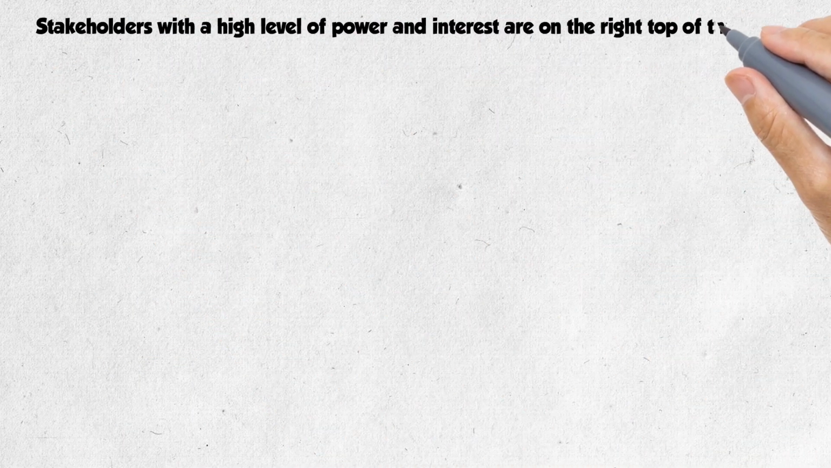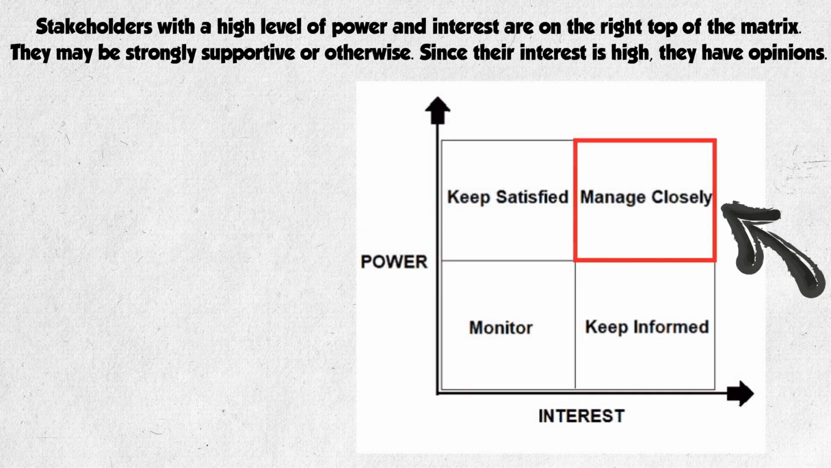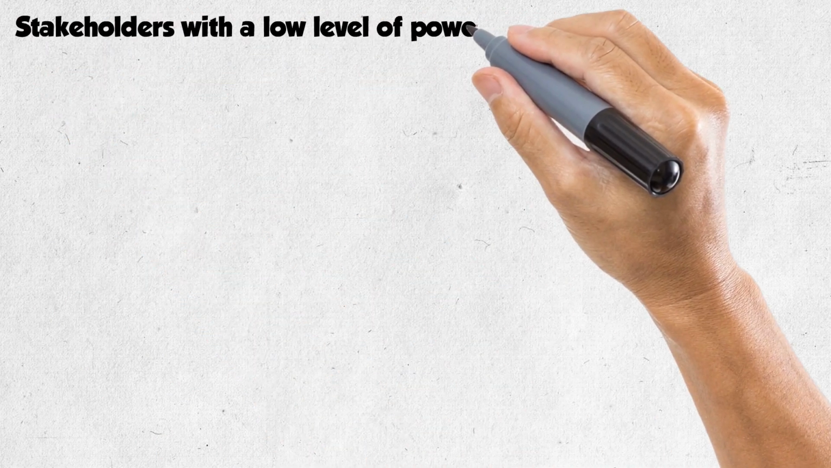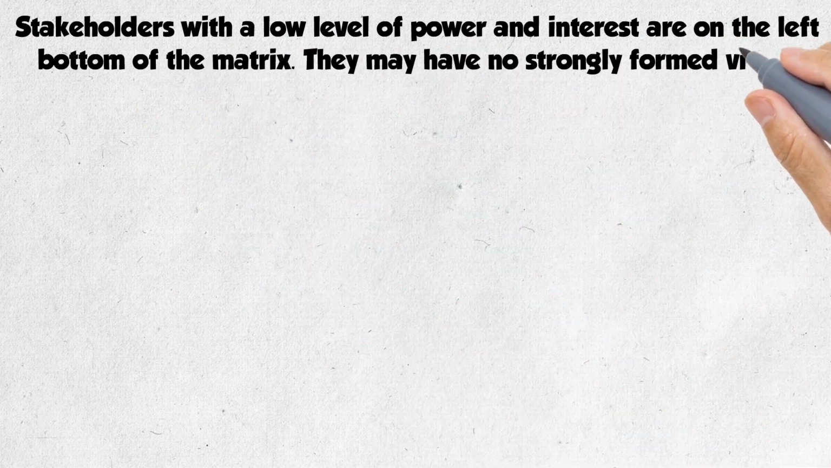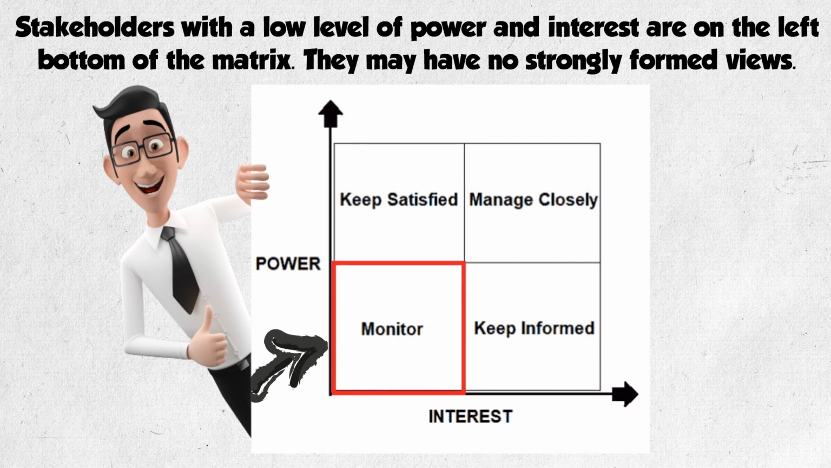Stakeholders with a high level of power and interest are on the right top of the matrix. They may be strongly supportive or otherwise. Since their interest is high, they have opinions. Stakeholders with a low level of power and interest are on the left bottom of the matrix. They may have no strongly formed views.